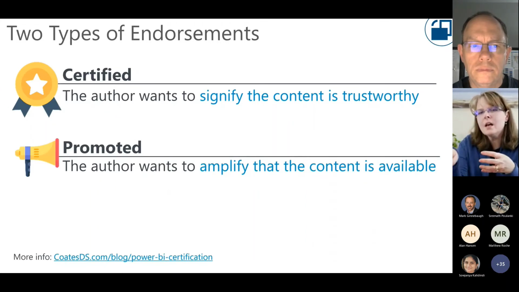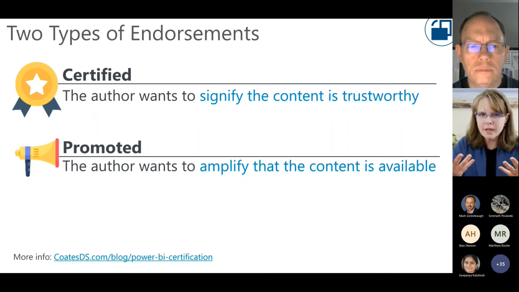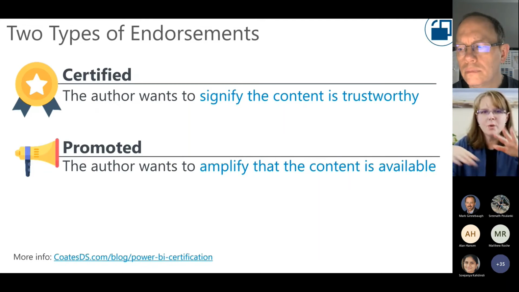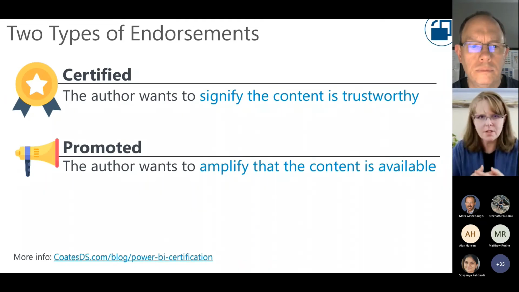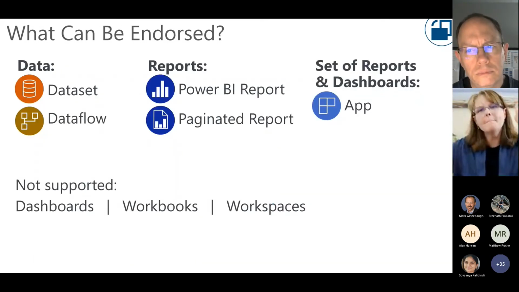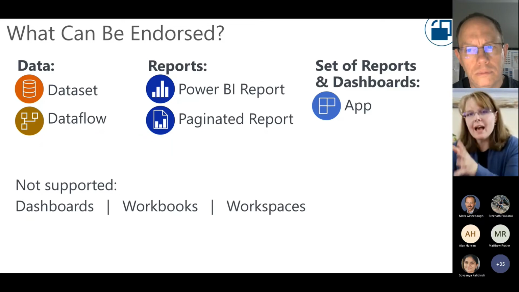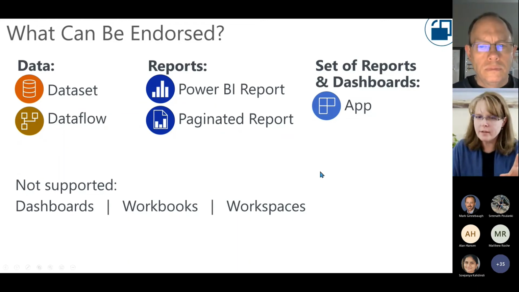And in that case, sometimes business teams end up using the promoted endorsement almost like it's certified just because they can't easily get content certified. But the way I'm defining it is this way. Just know that how promoted is used can just vary a lot between departments and between authors, whereas I would like certified to be consistent in terms of its expectations. All right. So what can be endorsed? We have three main buckets of things that can be endorsed: data, reports, and the app. And these three distinctions are actually really important. So let me explain why they're important.